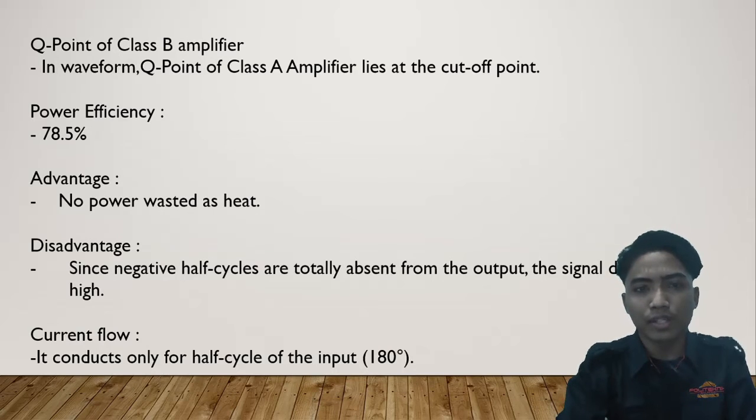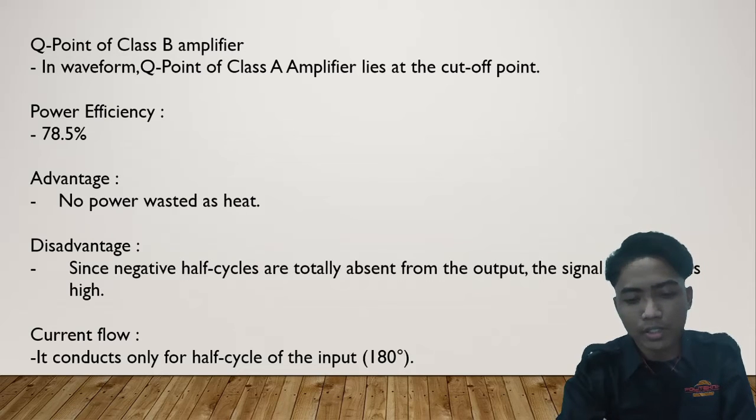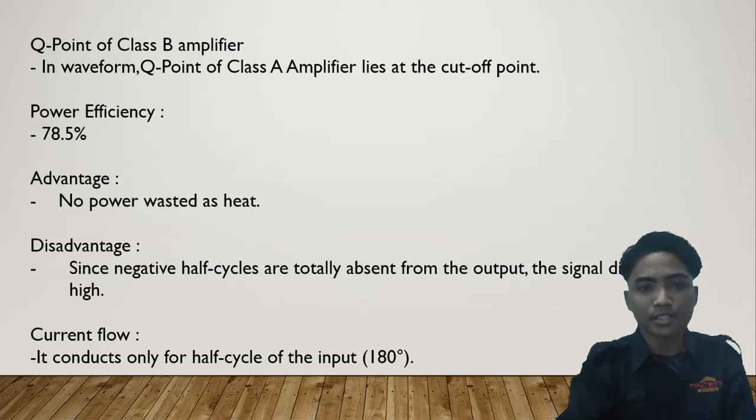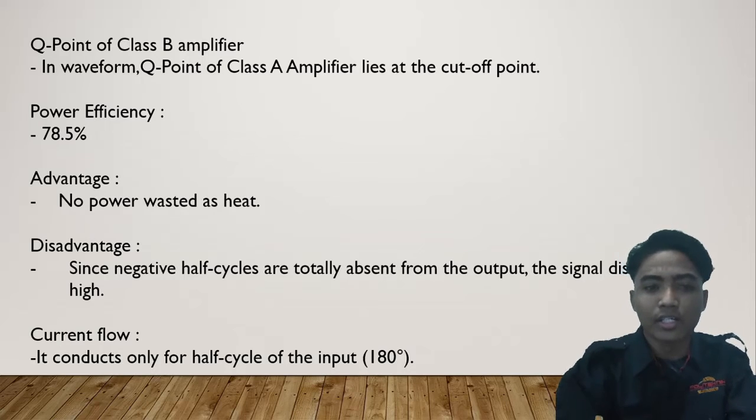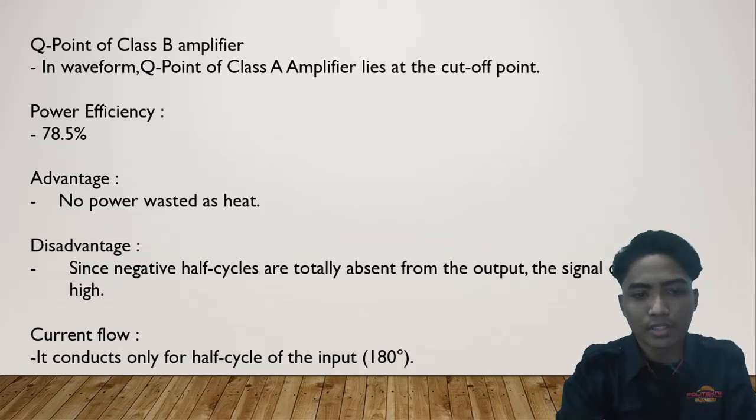The Q point of a class B amplifier lies at the cutoff point in the waveform. Why? Because there is no output current when input is zero. So the power efficiency is 78.5%. The advantage is no power wasted as heat, so class B amplifier is good for us. The disadvantage is that since negative half cycles are totally absent from the output, the signal distortion is high. So it's dangerous. The current flow conducts only for half cycle of the input, 180 degrees.